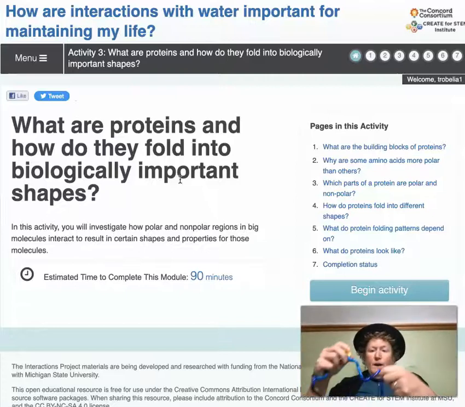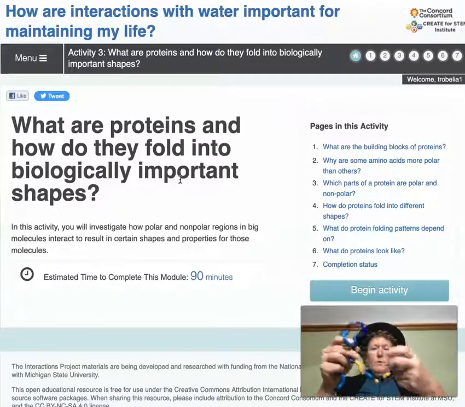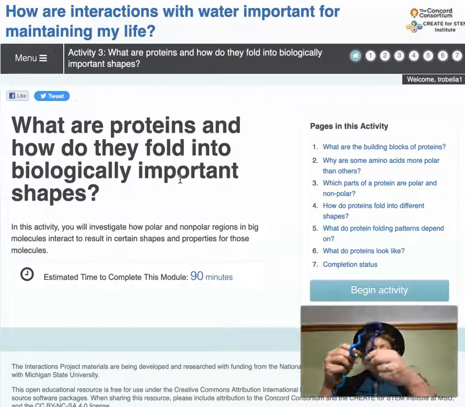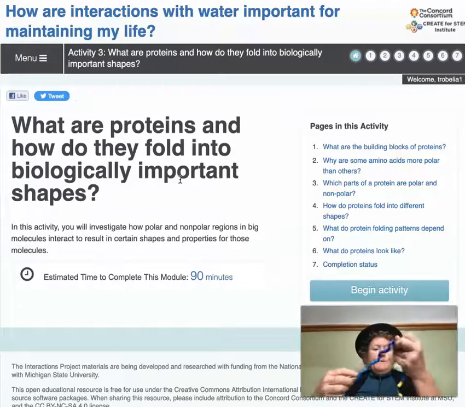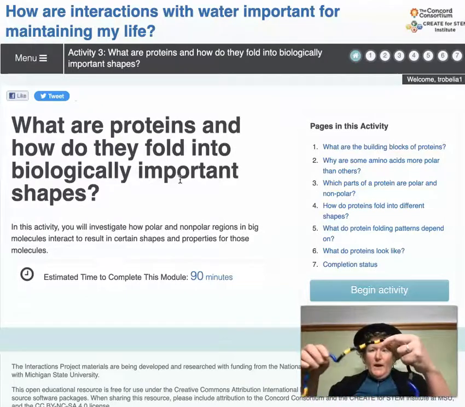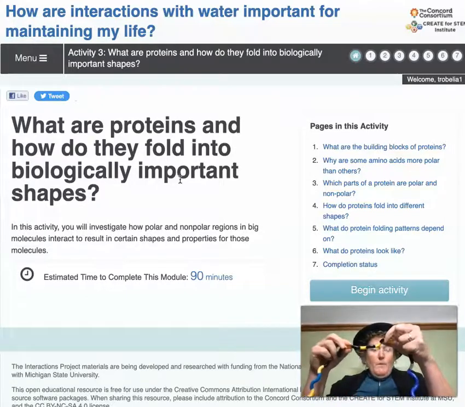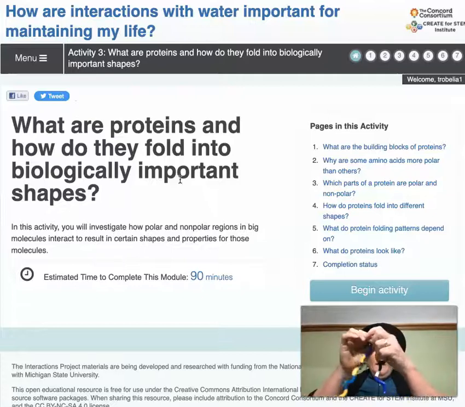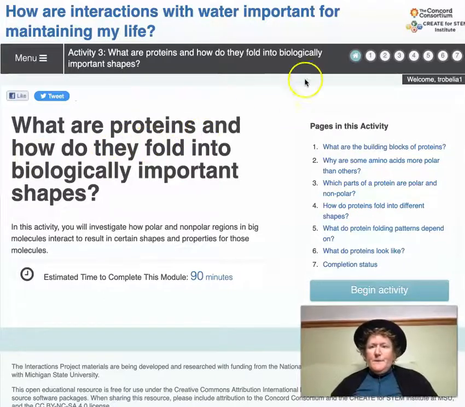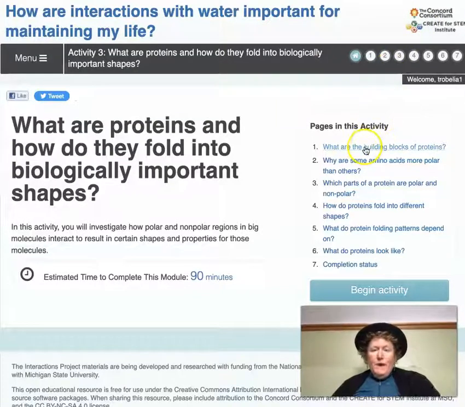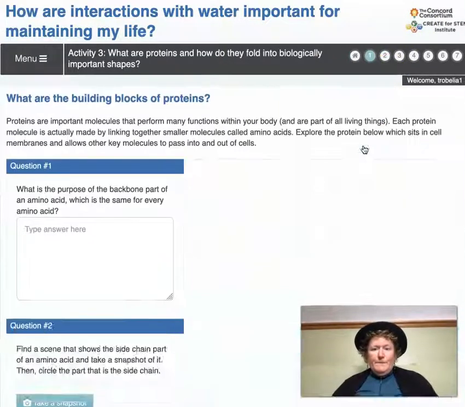These blue areas in my model here will be polar, hydrophilic, water-loving parts of the protein, and the yellow and black parts will be nonpolar parts that are hydrophobic, we call them. So we'll be using these models as well as some simulations in this wonderful Concord Consortium activity in their interactions curriculum to be understanding proteins today.